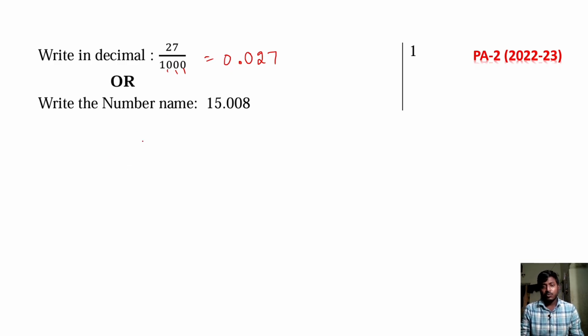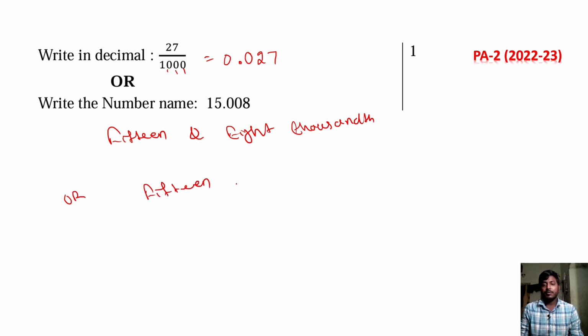Now write the number names. Okay, how to write? We can write 15 and 8000, or you can write 15.008. Okay, next question.